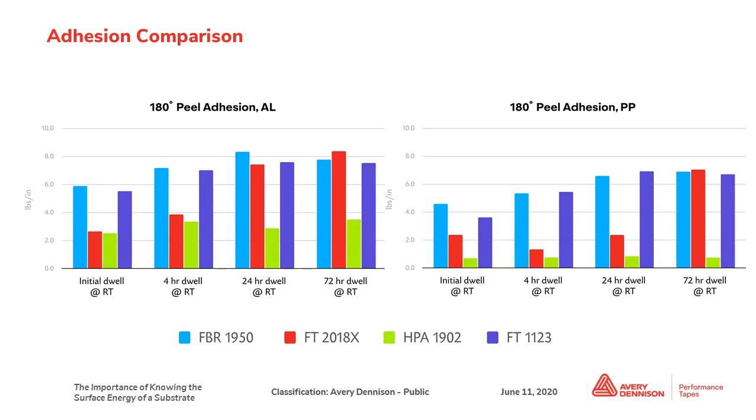All right, so now we're gonna go through an adhesion comparison, and don't get too worried about all the data points here. I know it's a little overwhelming. We're gonna break it down in the next slides. So broadly speaking, we have two different test setups. We have aluminum testing on the left side, and polypropylene testing on the right side. As noted by the acronyms, AL is aluminum, PP is polypropylene. We're doing 180 degree peel adhesions, and the force that we're reading out is in pounds per inch width.